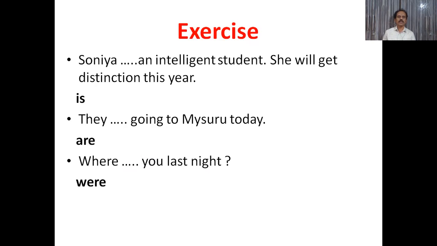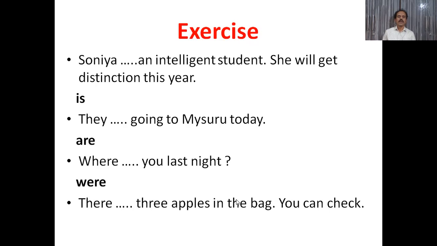Fine. Let us look at the last question of this slide. There blank three apples in the bag. Of course, the first word is there. It doesn't tell us whether the subject is singular or plural. Then look at this: three apples. This is the subject, and three apples is plural. So it is the plural be form, are or were.